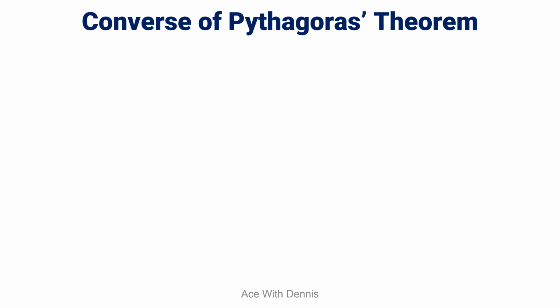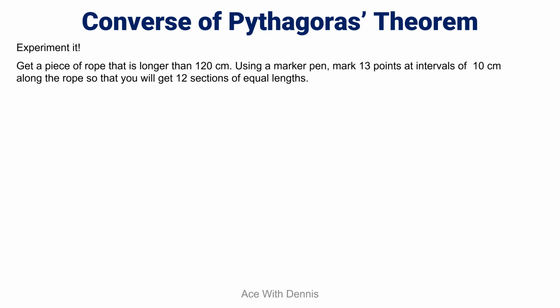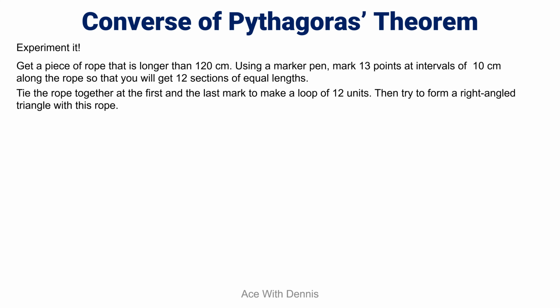The last topic of this lecture will be converse of Pythagoras theorem. Now let's experiment with it. Get a piece of rope that is longer than 120 centimeters. Using a marker pen, mark 13 points at intervals of 10 centimeters along the rope so that you will get 12 sections of equal lengths. Tie the rope together at the first and the last mark to make a loop of 12 units. Then try to form a triangle with this rope. What will you get?